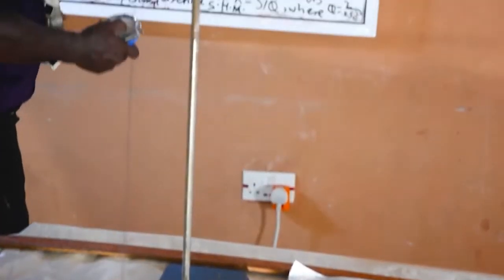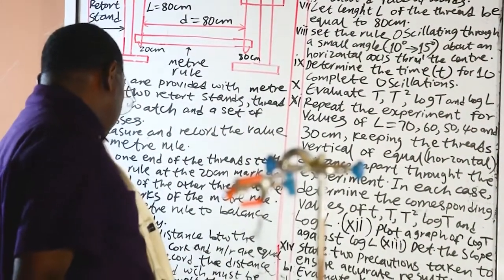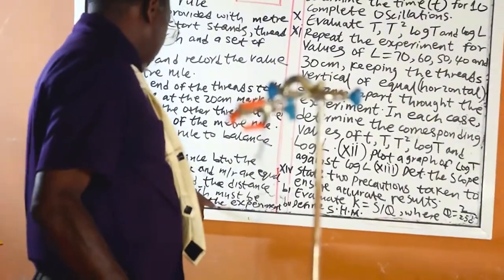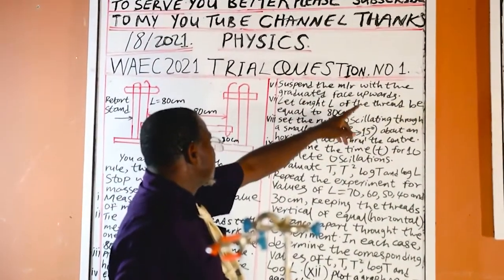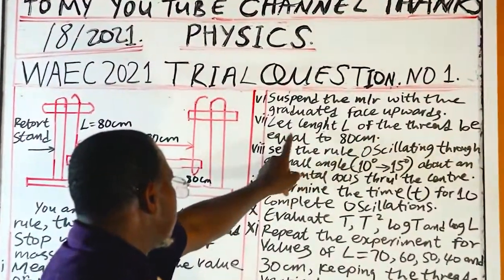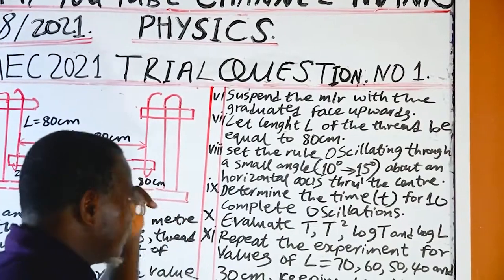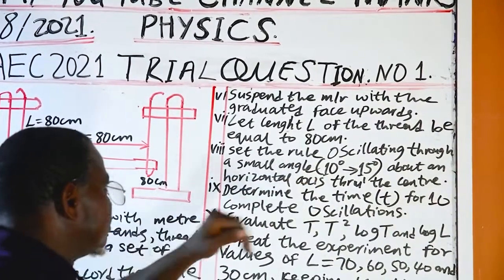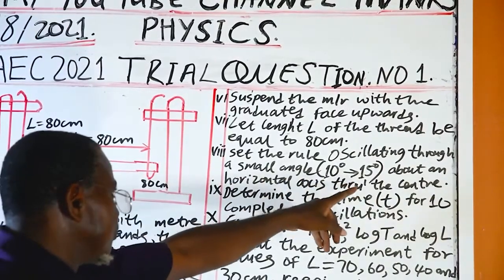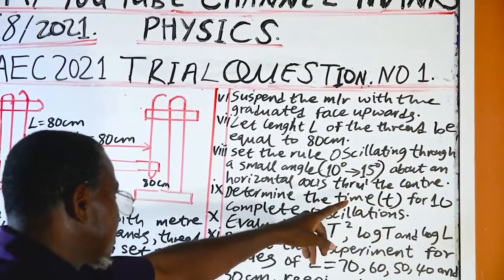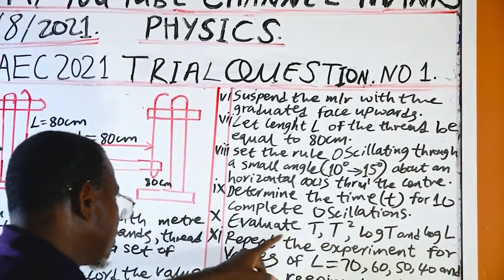Now, measure and record the distance between the vertical thread, which must be kept constant throughout the experiment. Suspend the meter rule with the graduated face upward, with the length of the thread equal to 80 centimeter. Set the rule oscillating through a small angle, 10 to 20 degrees, about a horizontal through the center. Determine the time t for 10 complete oscillations.